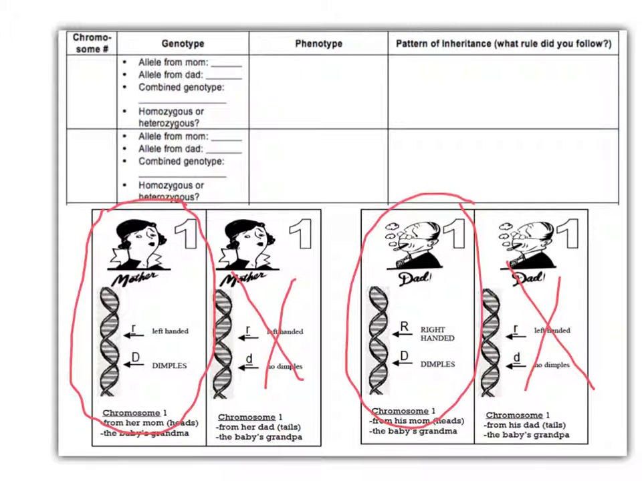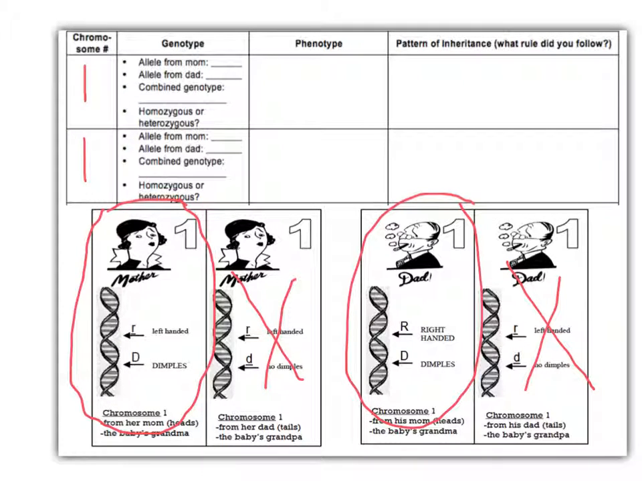Okay, so we're going to go ahead and just do this first one together so you can see how it's done. So we're going to start with chromosome 1. So remember, this is the one we chose for mom, and this is the one that we chose for dad. But if you notice, we carry two traits on chromosome 1. We carry for left-handed or for right-handed, and then we also carry whether or not we're going to have dimples. So go ahead in your box, I want you to write chromosome 1 and chromosome 1, because we need to do it for both of these traits.